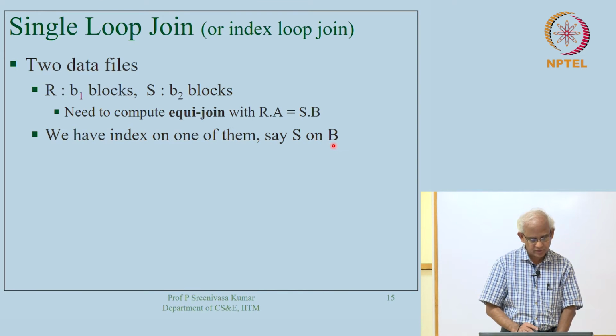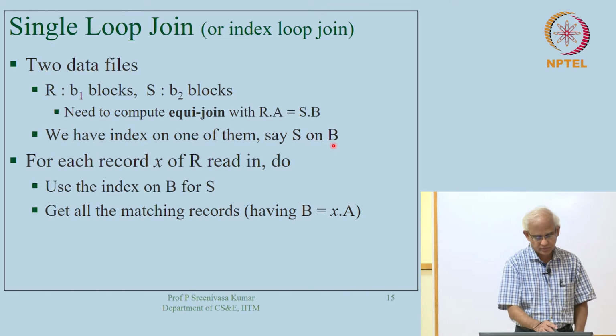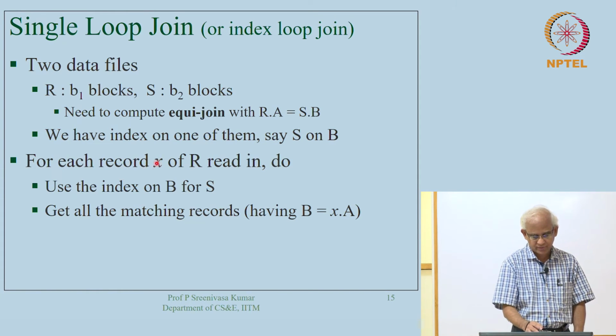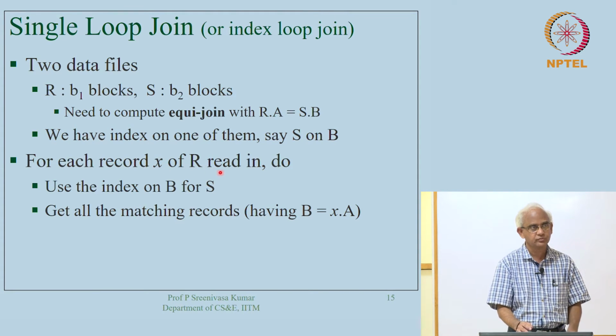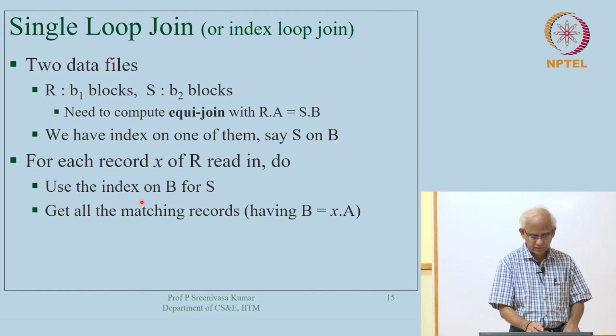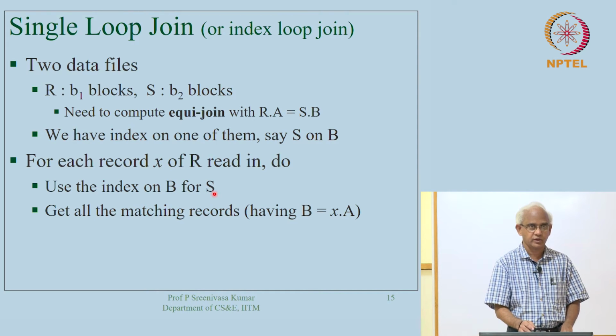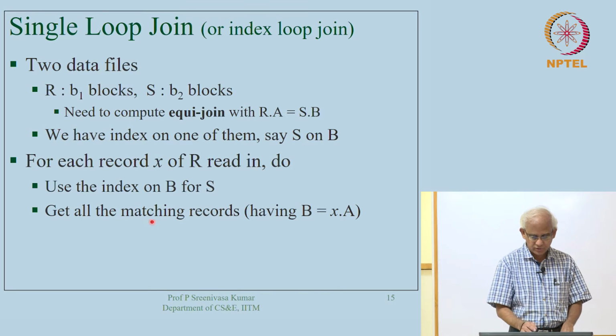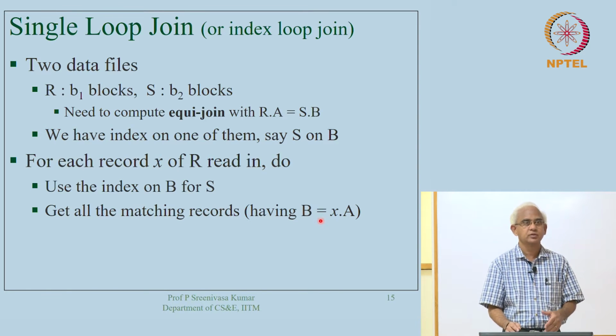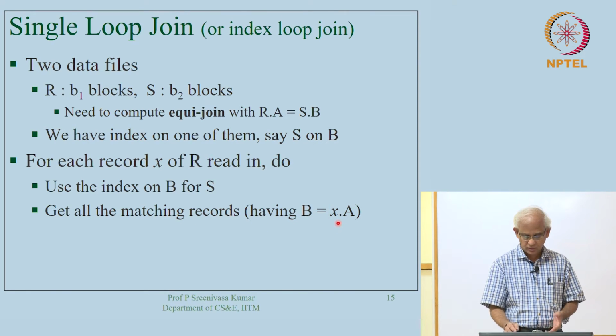Okay. So, what is the algorithm? The algorithm is, for each record X of R that we read in, do this. Use the index on B for the other file S, and get all the matching records having B equals X dot A.